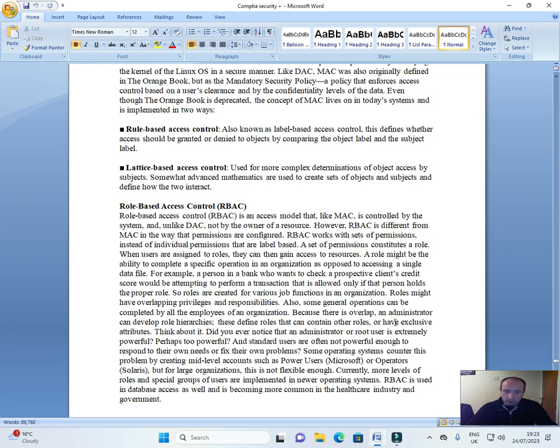Because there is overlap, an administrator can develop role hierarchies. These define roles that can contain other roles or have exclusive attributes. Did you ever notice that an administrator or root user is extremely powerful, perhaps too powerful, and standard users are often not powerful enough to fix their own problems? Some operating systems counter this problem by creating mid-level accounts such as power users (Microsoft) or operators (Solaris). But for large organizations, this is not flexible enough. Currently, most levels of roles and special groups of users are implemented in newer operating systems. RBAC is used in database access as well and is becoming more common in the healthcare industry and government.